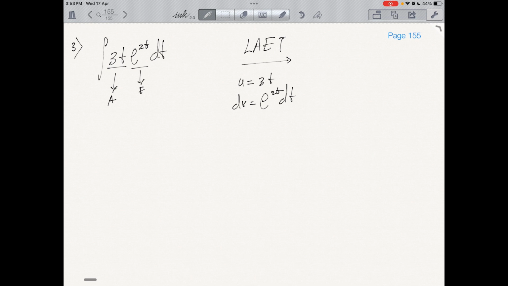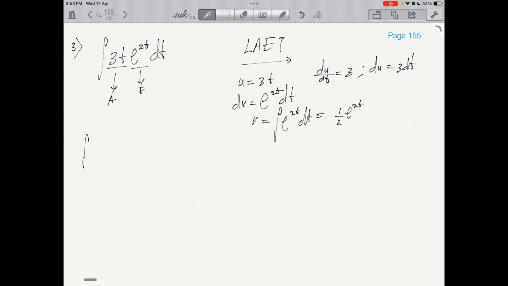Alright. So if u is equal to 3t, then du/dt is equal to what? 3. Therefore du is equal to 3 dt. Now if dv is equal to exponential 2t dt, then our v will be the integral of exponential 2t with respect to t. And this will give us 1/2 exponential 2t.